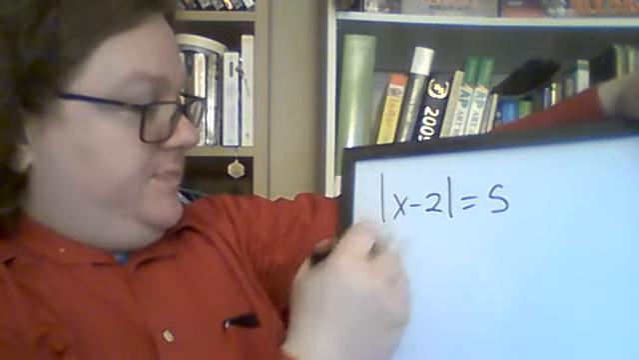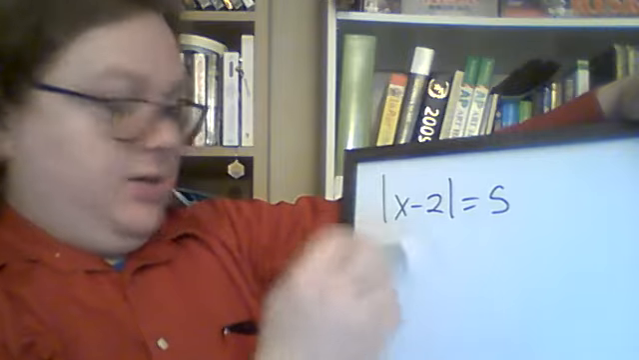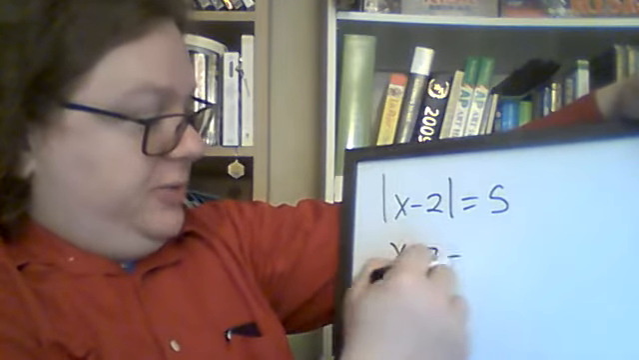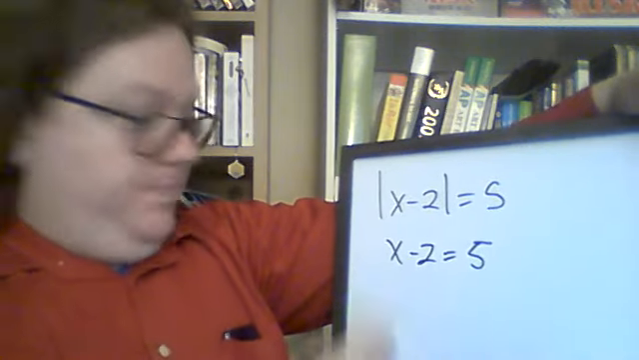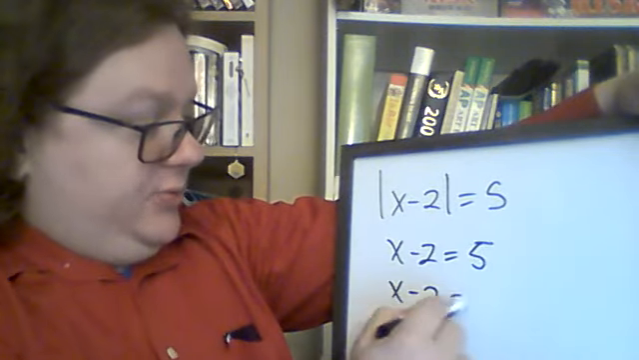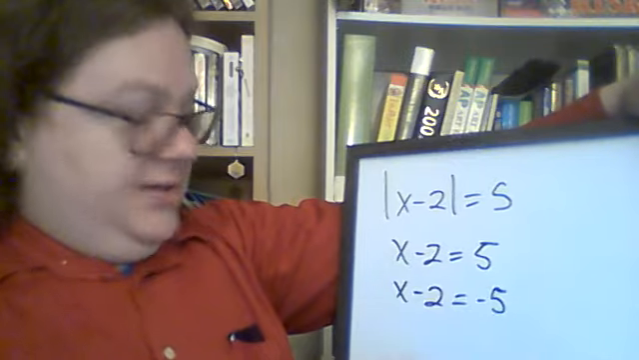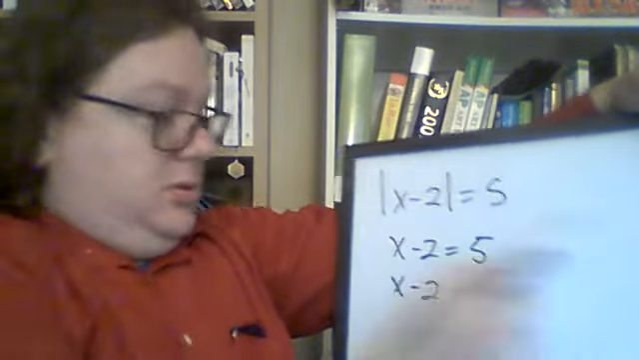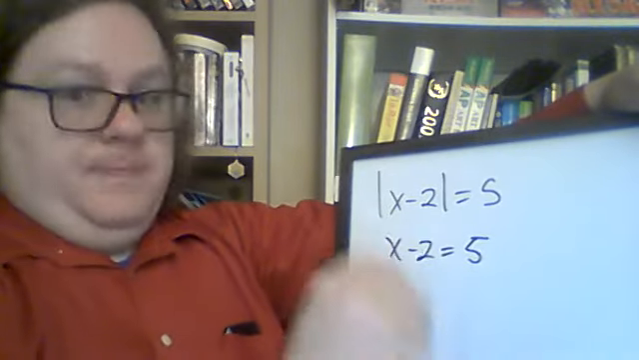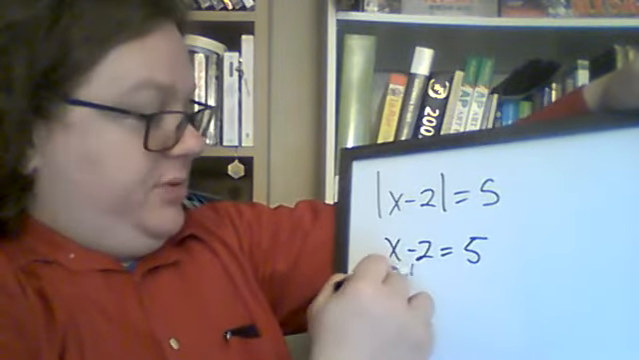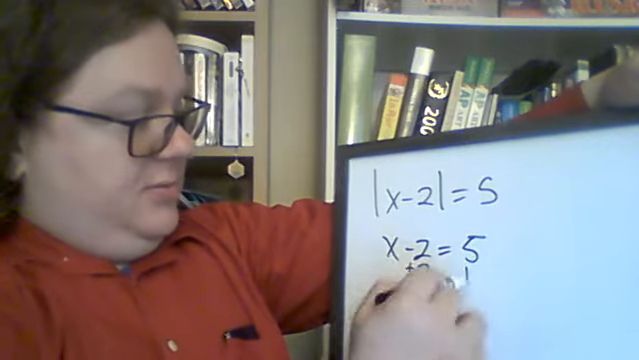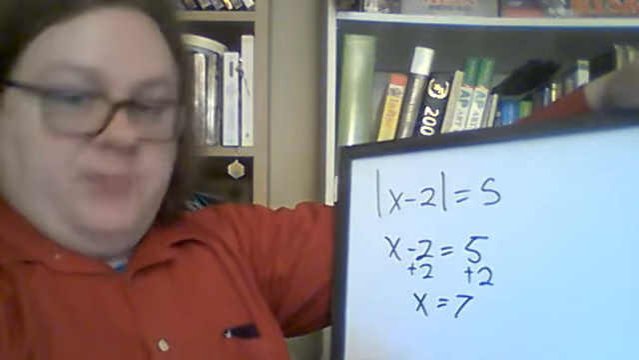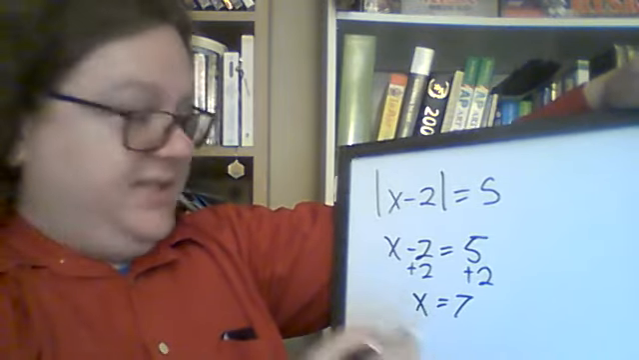So we're going to go x minus 2. We're going to say that there are two problems happening. We're going to get rid of the bars, and we're going to say x minus 2 equals 5 is the first problem, and x minus 2 equals negative 5 is the second problem. So if I go x minus 2 equals 5, then I can go plus 2, and x will equal 7. And that was one of our answers from before.